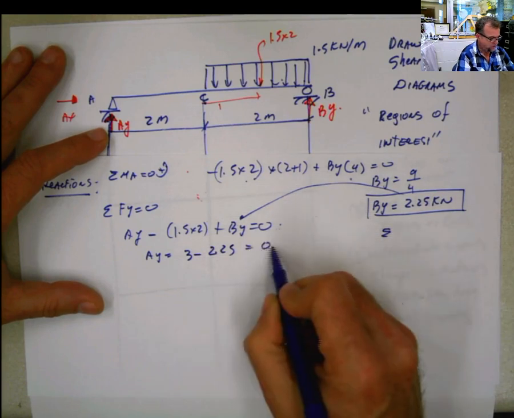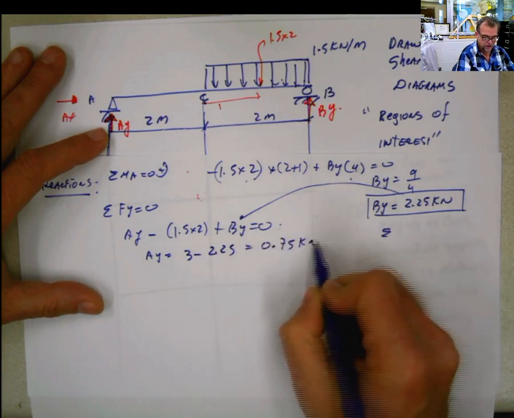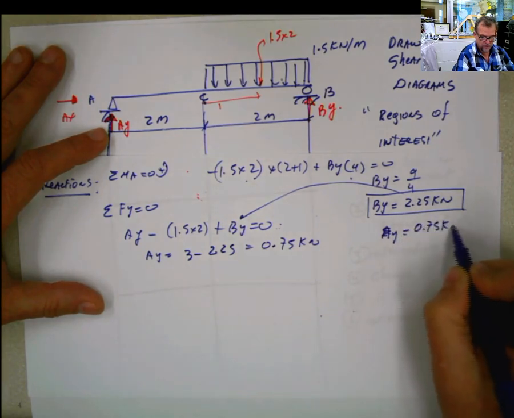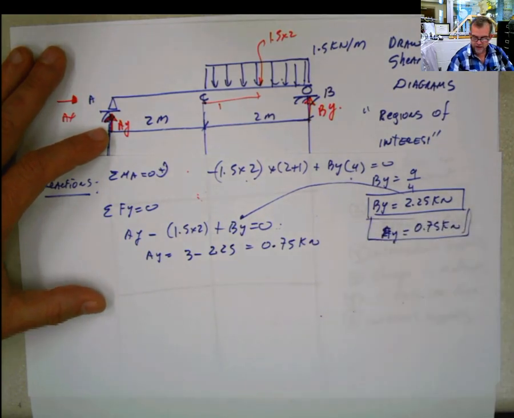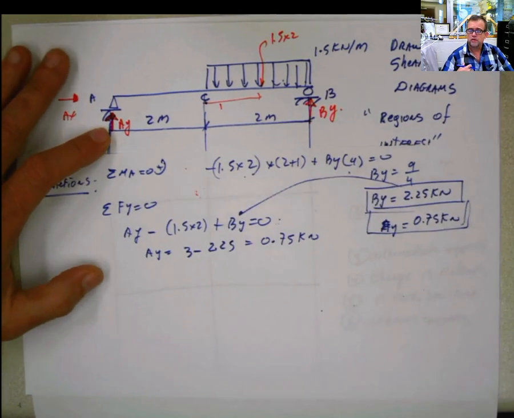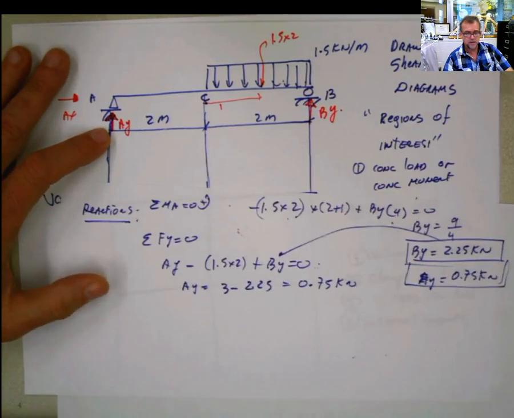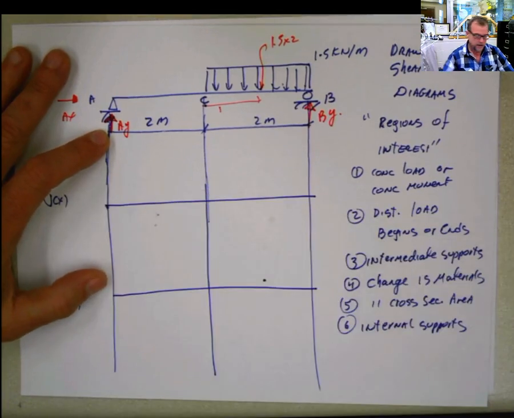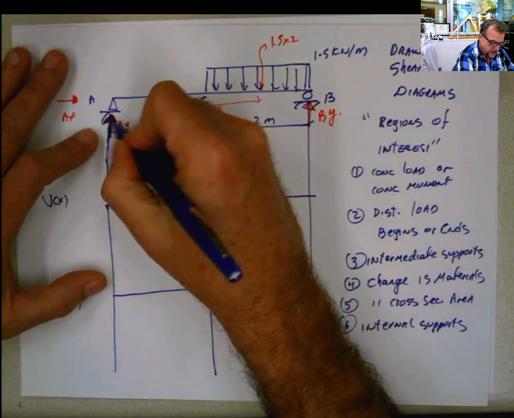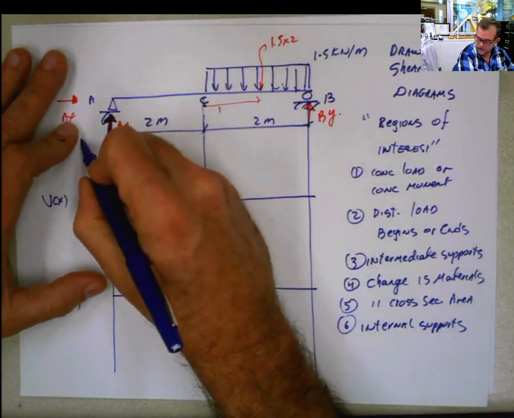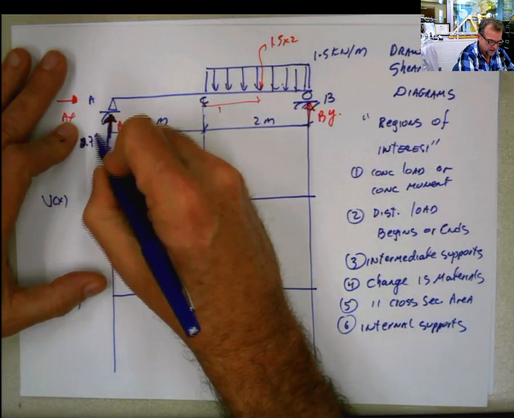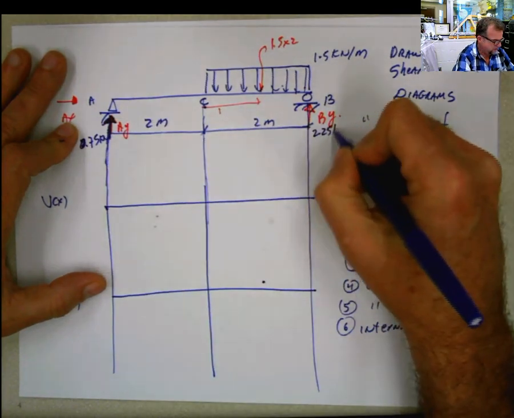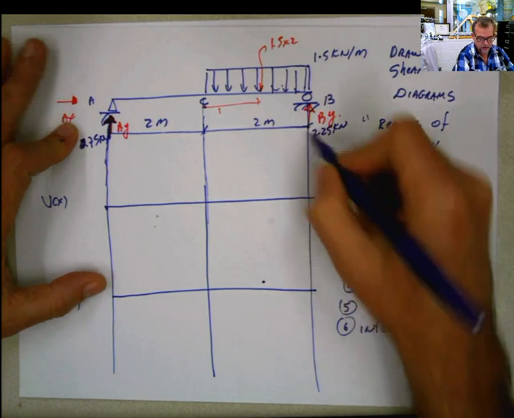This is equal to 0.75 kilonewton. Ay equals 0.75 kilonewton. There you go. Now we have the reactions. What I do, and I don't have problems, so I recommend you to do it, and I learned it good, is that you do the same thing. You put the force here now, and you put here the value of the force. This is 0.75 kilonewton, and you put the value here of the force, 2.25 kilonewton. That's what I will do in this part.